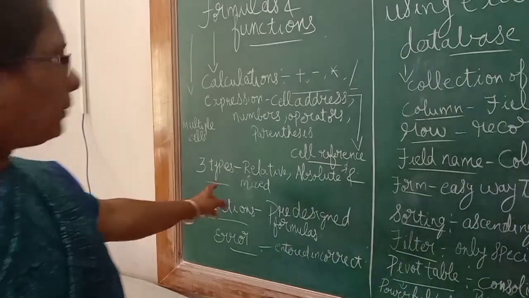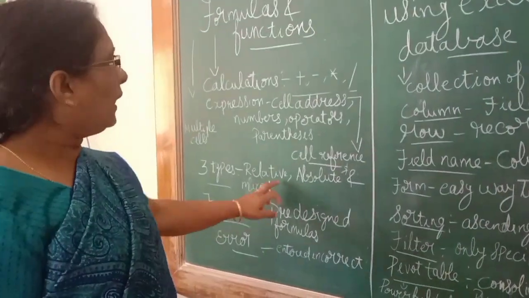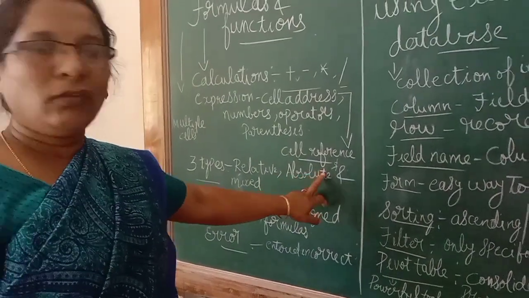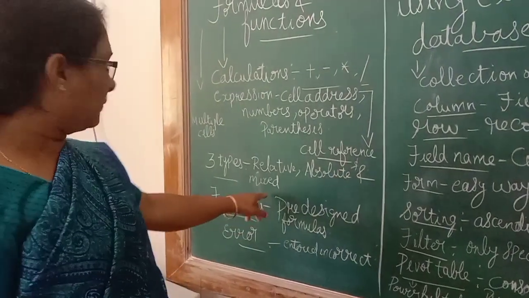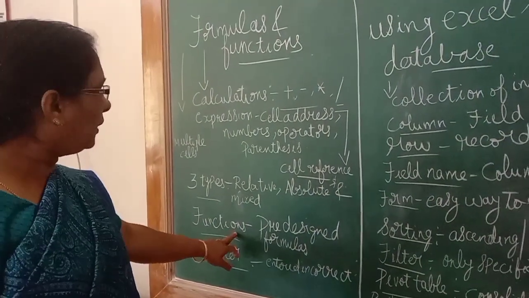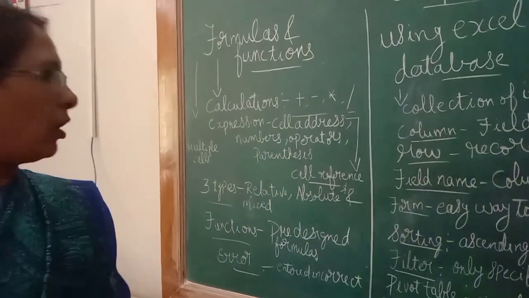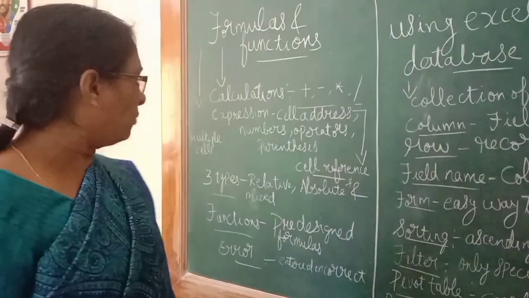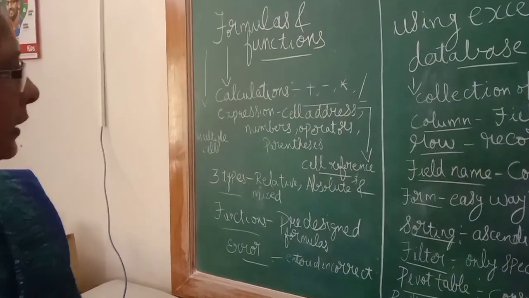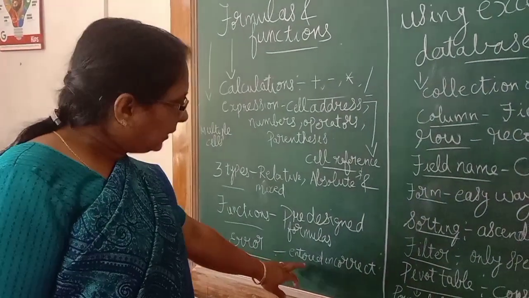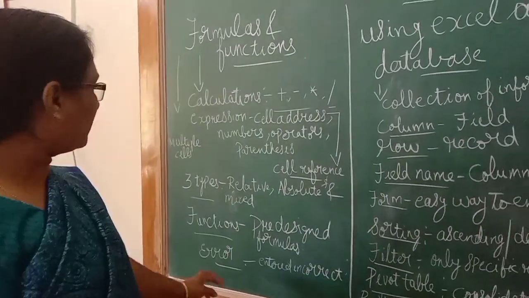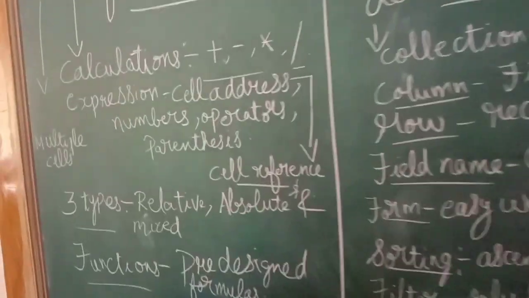Now there are three types of cell referencing: relative referencing, absolute referencing and mixed referencing. Then you have already learned about functions, which are pre-designed formulas, or you can call them predefined formulas. If you enter incorrect options or incorrect data in an Excel cell, it will show an error result.